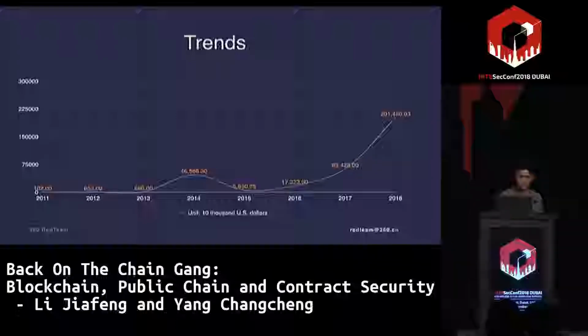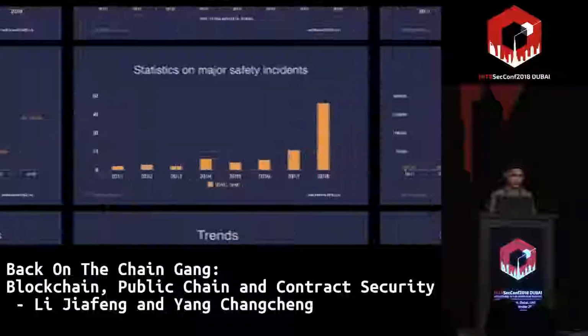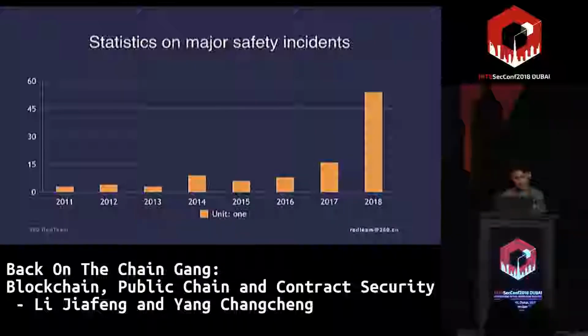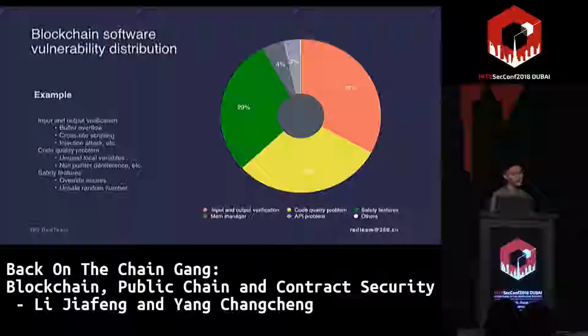And the 2018 statistics are only until half of the year. In just half of 2018, we have lost 220 billion. That's horrible data. The unit is 10,000 US dollars. And in just half of 2018, we have more than 15 events. This is horrible data.